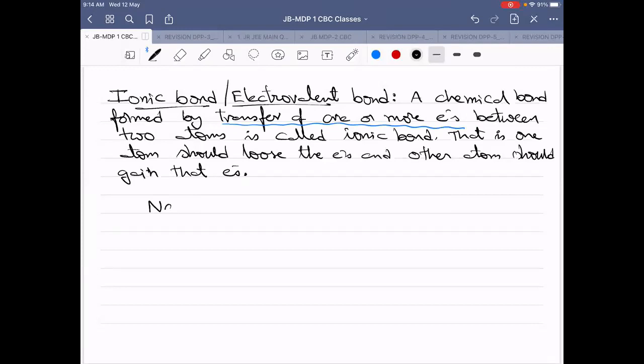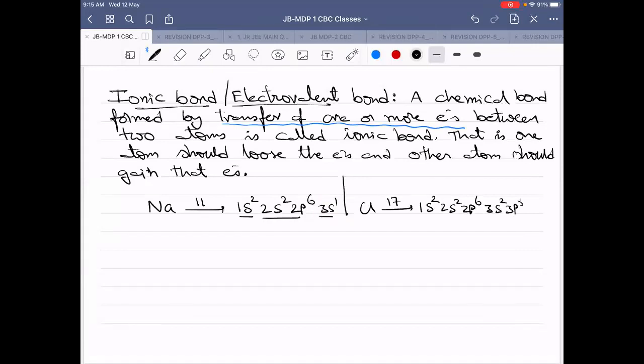There is a sodium atom. You know the atomic number of sodium? 11, na? So its electronic configuration will be 1s2, 2s2, 2p6, 3s1. That means sodium has 1 electron in its valence shell. What about chlorine? Chlorine atomic number is 17, so it is 1s2, 2s2, 2p6, 3s2, 3p5. The third shell, the valence shell, has 7 electrons.